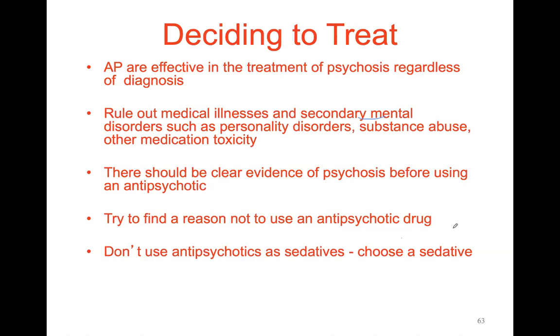So when we're using an antipsychotic, we should make sure that there's clear evidence of psychosis. We have seen people come in, bring somebody in and say they're being psychotic and so forth, which may not be there. A colleague of mine made this statement, and I like it from a pharmacological standpoint in general: try to find a reason not to use an antipsychotic drug. His reasoning was, if I try to rule out why I should not use it, then I have ruled out the reasons and made sure that I do need to use it. And this was especially true when we were dealing with some of the conventional agents.